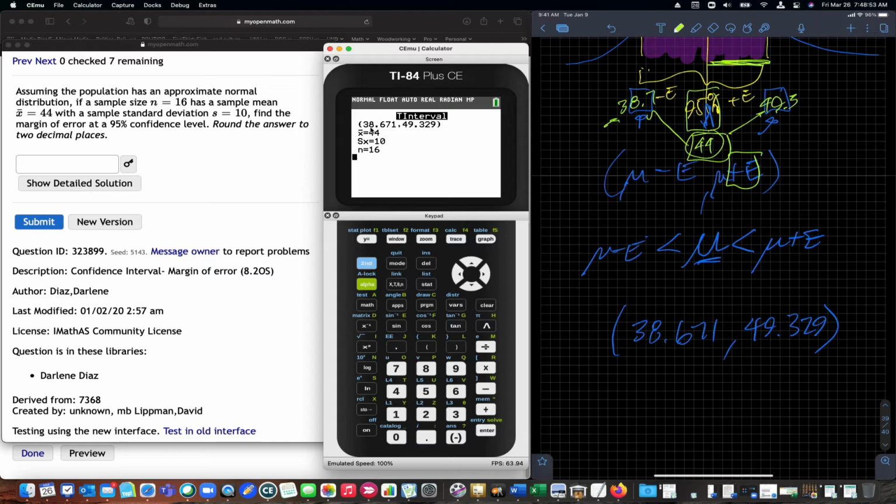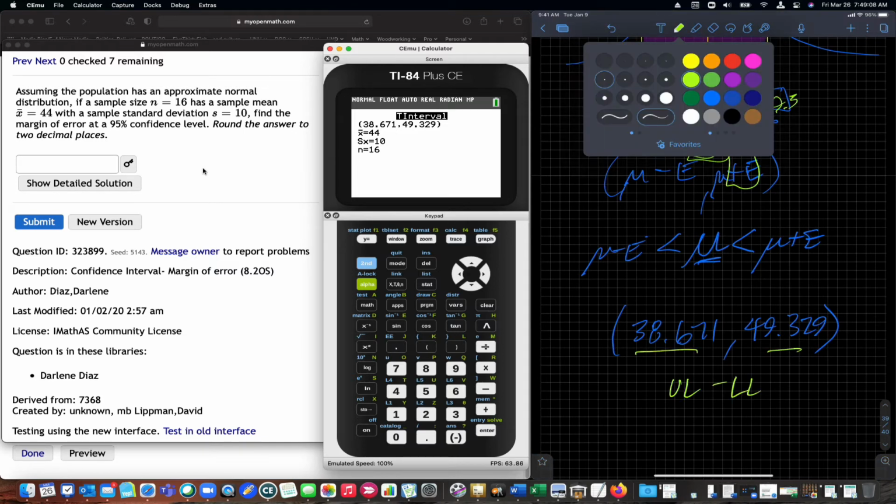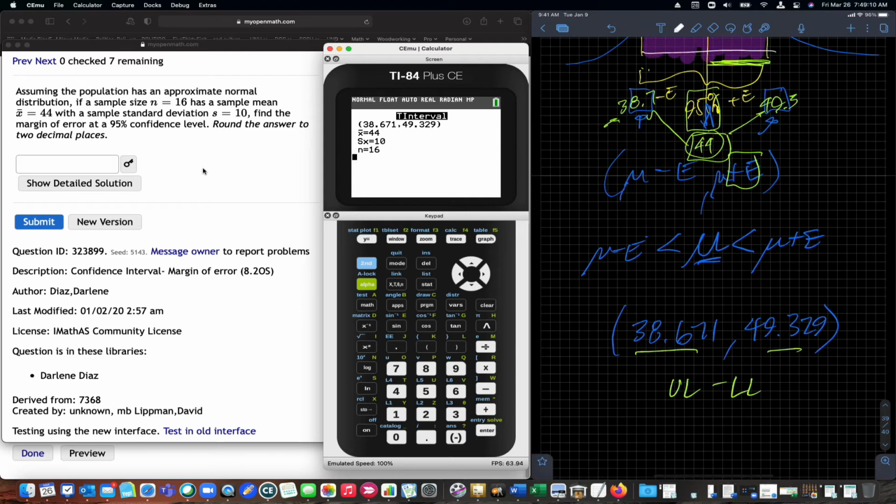Or you can take, and this is where this detailed solution thing, I was like, what? Why are they providing you with that information? Well, it's because of this. You can also take the upper limit and subtract the lower limit. Of course, that represents this whole distance, the distance across the interval. And if I divide that by 2, that's equal to this distance here, the error.